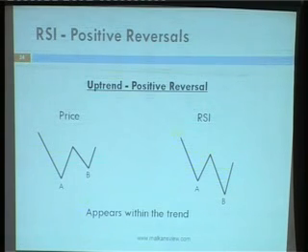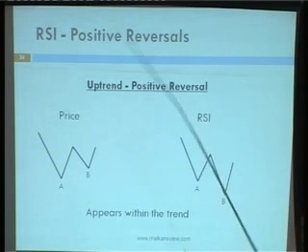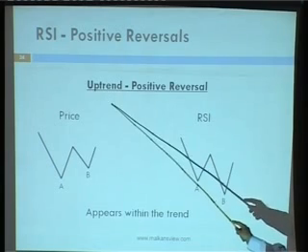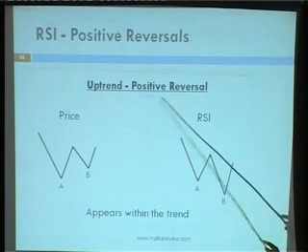Your RSI has already reached oversold and price has not broken the previous low. Bullish, bearish? Right? It's written positive reversal, so it has to be bullish. But understand the concept that in an uptrend, you get positive reversal.